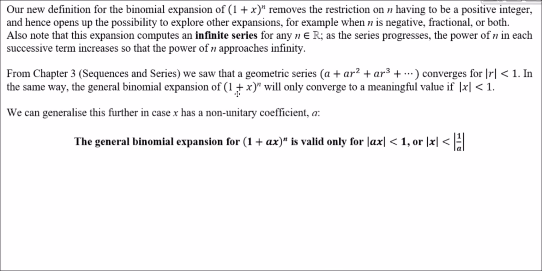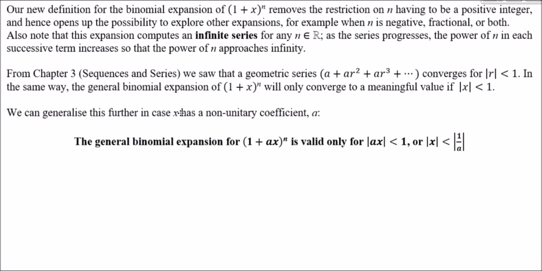So we can also generalize it further in case x has a non-unitary coefficient. For example, what if we're expanding (1 + 2x)^n, or (1 + 4x)^n? It's very simple to adapt. So the general binomial expansion for (1 + ax)^n is valid only for when the magnitude of ax is less than 1. Then dividing through by the magnitude of a, that's the same as saying that the magnitude of x is less than the magnitude of 1 divided by a.